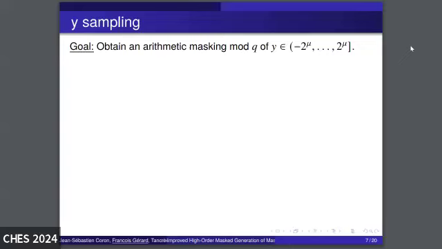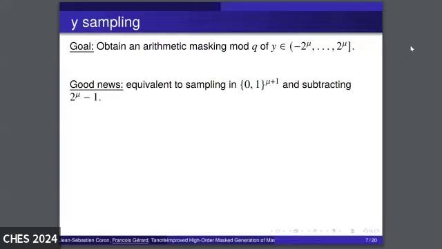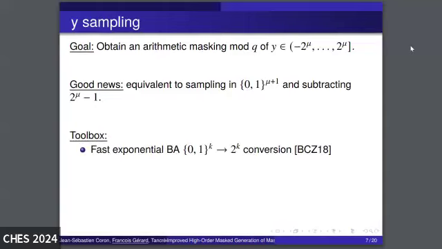The good news is that the fact that the interval is centered doesn't really matter, because it's easy to do subtractions in arithmetic masking. So if you get an arithmetic masking of a value between 0 and 2^mu - 1, you can just subtract to recenter the range. Basically, it's the same as sampling a mu+1 bit value and converting to arithmetic masking. So there are tools that we already have.